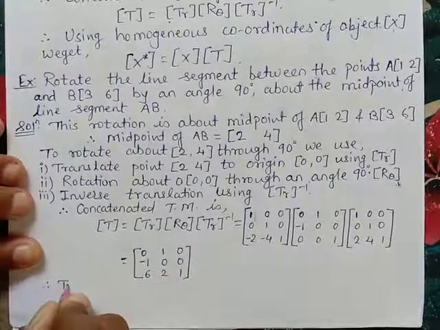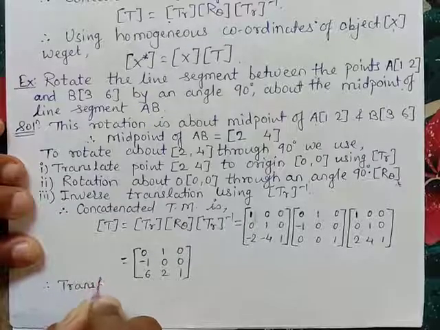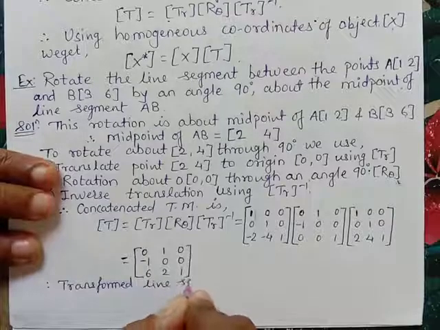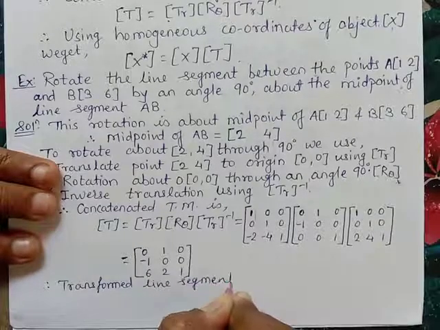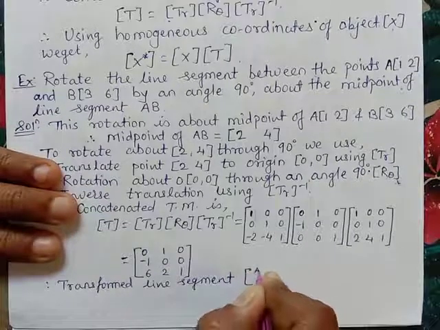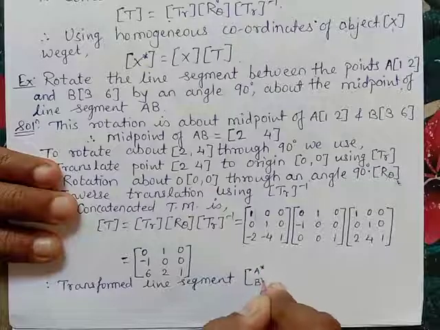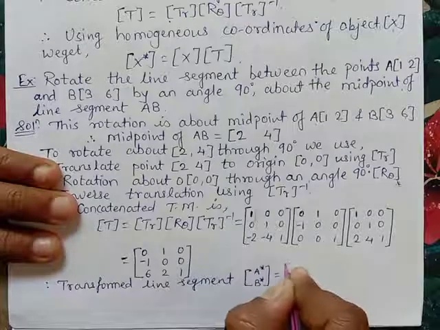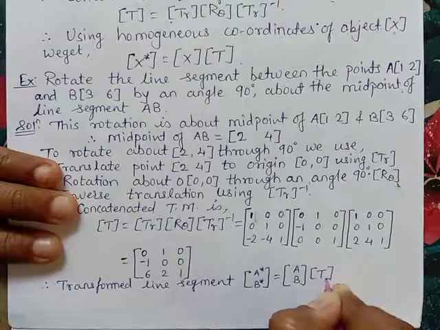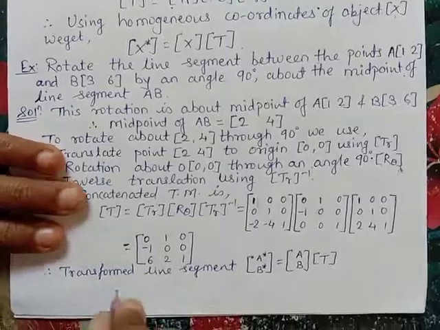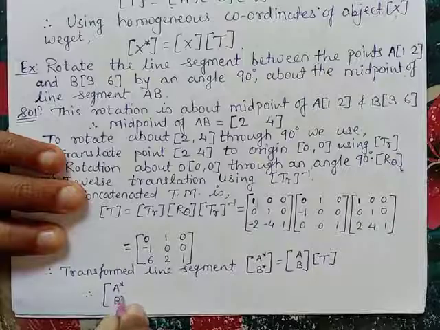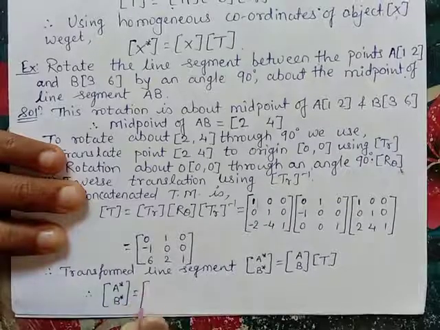Therefore, the transformed line segment, this transformed line segment A star B star, is equal to AB into T, right? So therefore, what is A star B star? Equal to AB into T. What is AB?